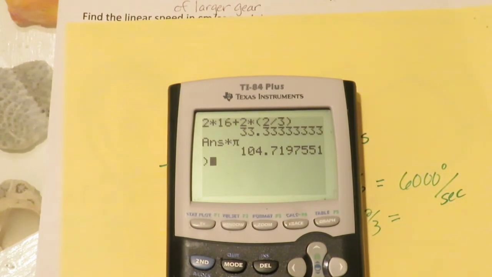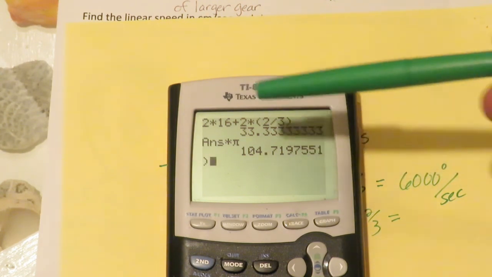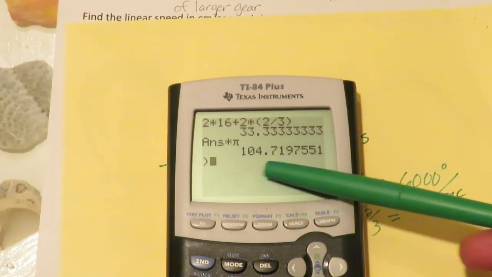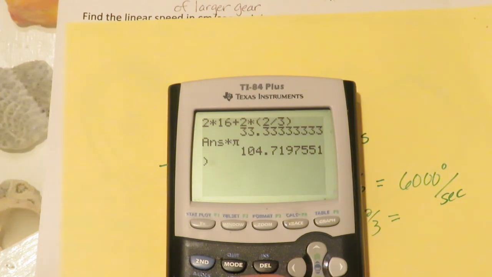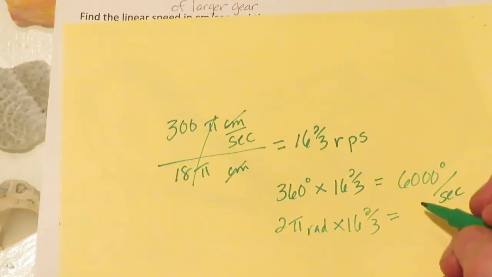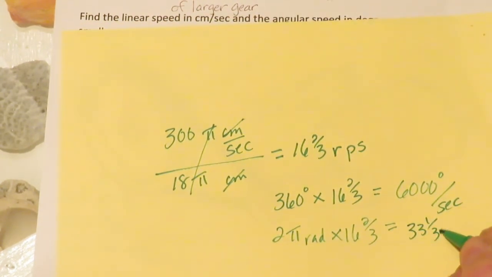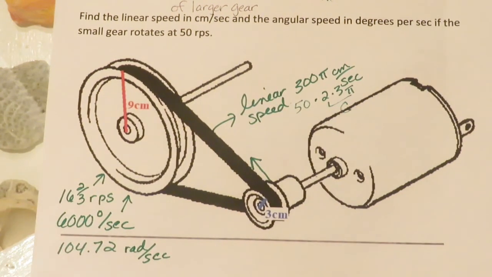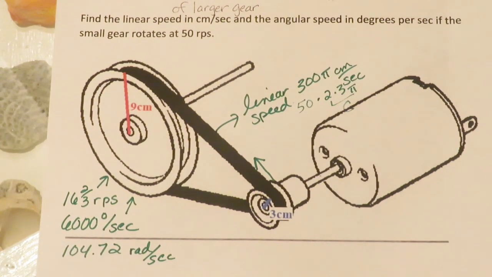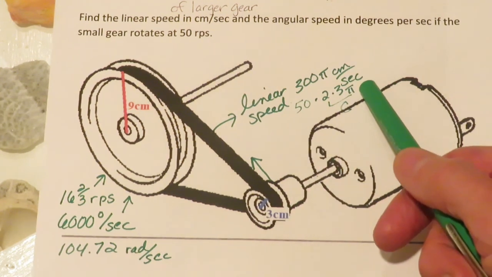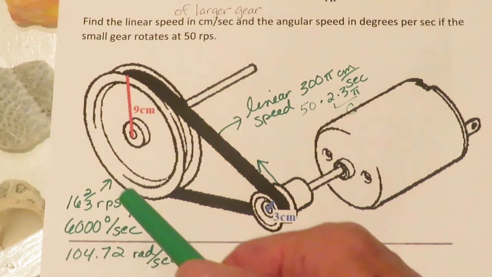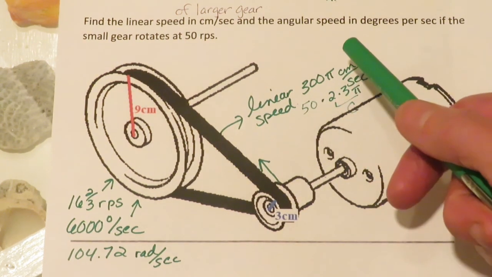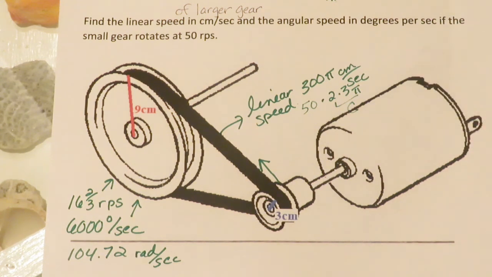So the radians were 2 pi times the 16 2/3. So I took 2 times 16 and 2 times 2/3 and got 33 1/3. That times pi is approximately 104.72 radians per second. So 33 1/3 pi radians per second, which is approximately 104.72 radians per second. So again, let the units tell you what you need to do. Angular speed is degrees per second or radians per second. Linear speed means length, so centimeters per second or inches per minute or miles per hour.